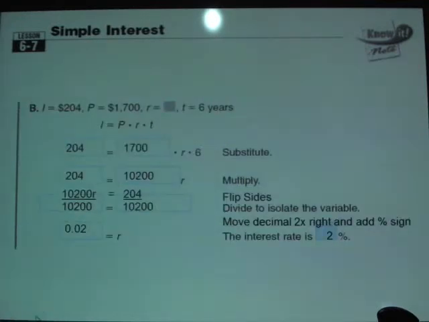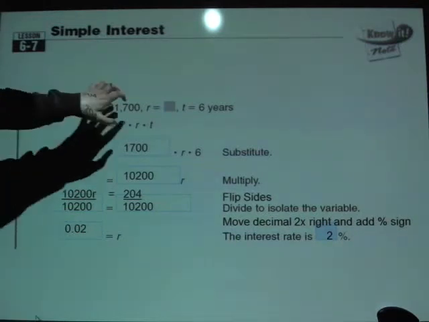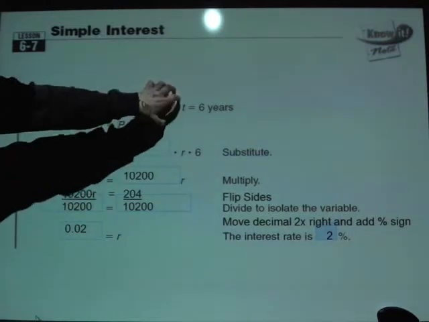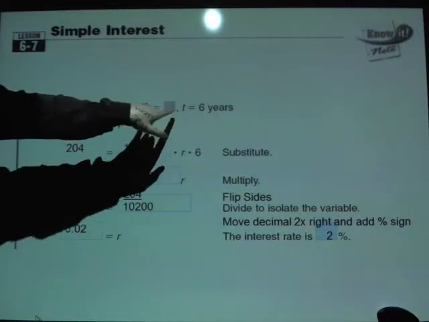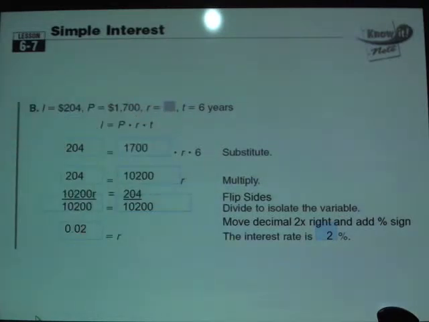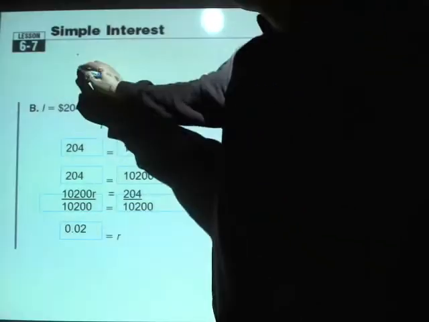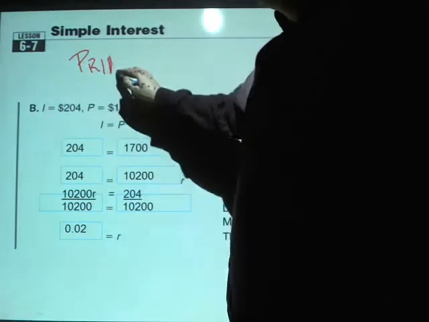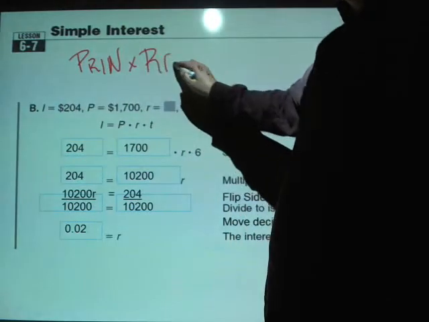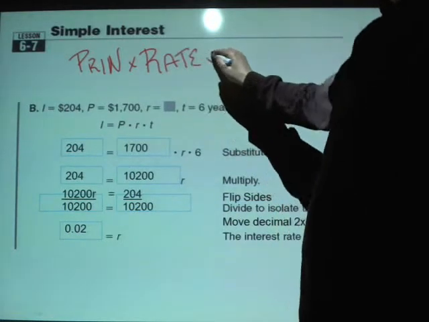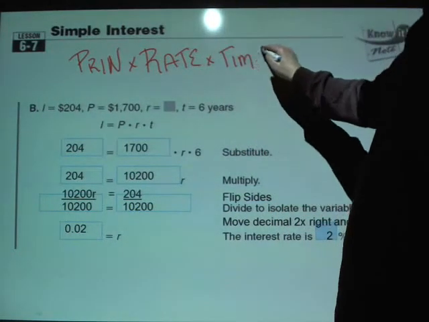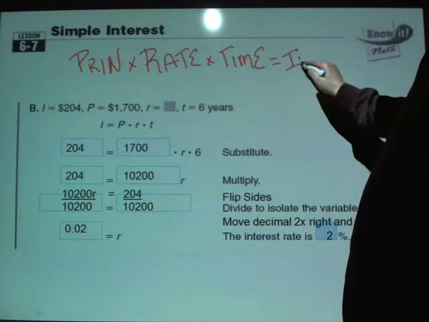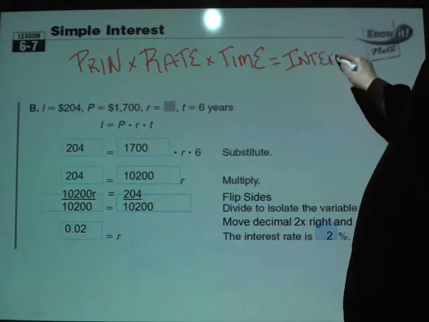All right, here's number 2. Now number 2 is a little bit different because, as you can see, we were finding I a minute ago, now we're finding R here. So now we're going to have to go and find R, which is going to change the setup a little bit here. Again, the formula says I'm going to take the principal, multiply that by the rate, and multiply that by the time, and that's going to equal the interest.